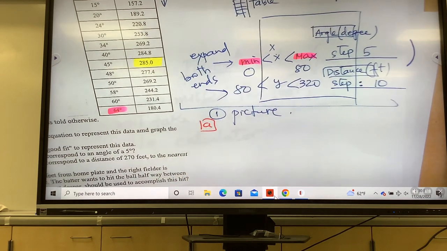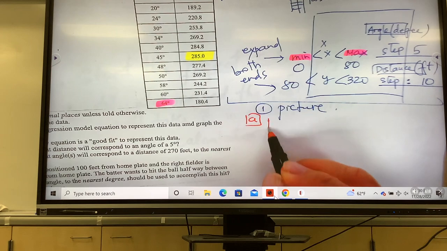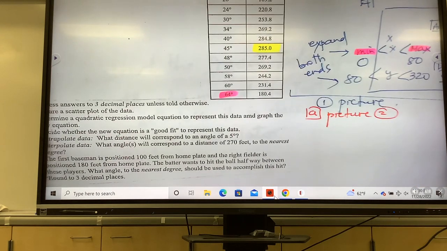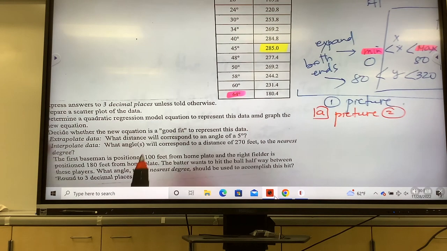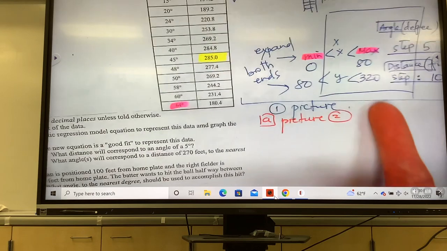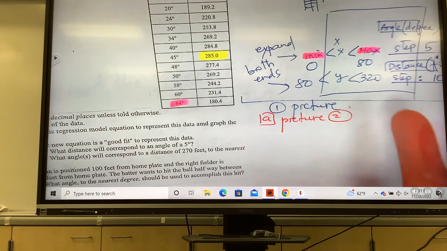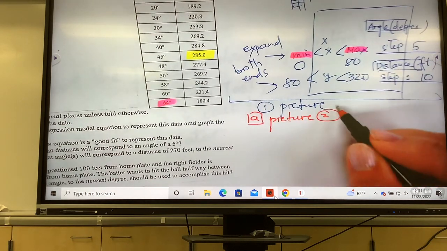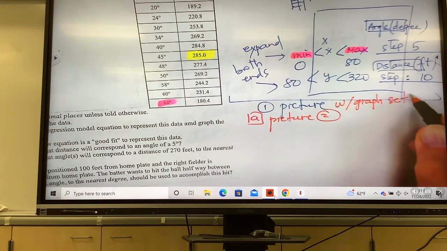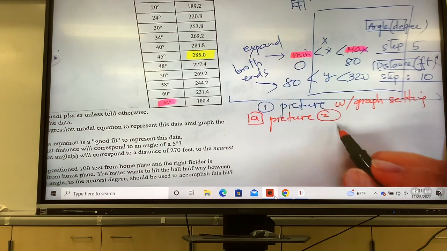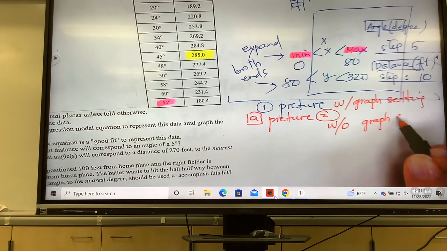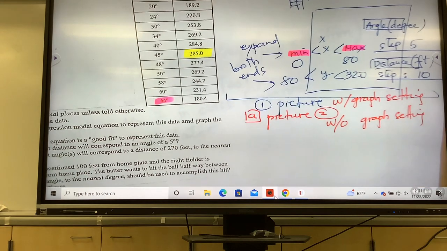You need another picture. Picture number two. That's the picture I told you, without the RAF setup. The first picture is with the RAF setup. The second picture is without the RAF setting.